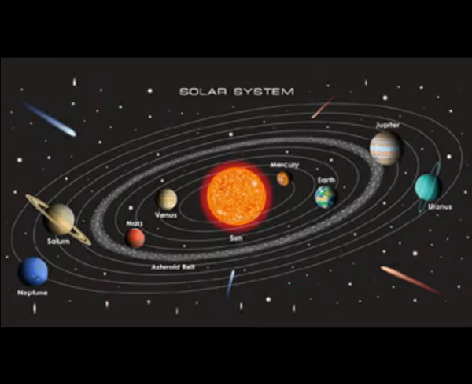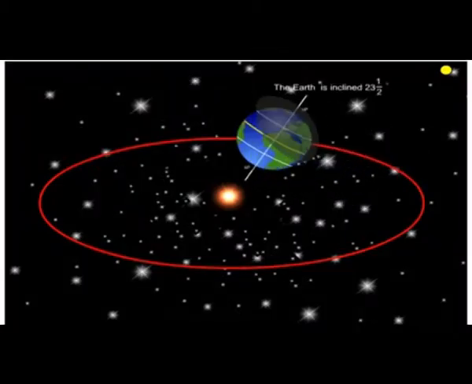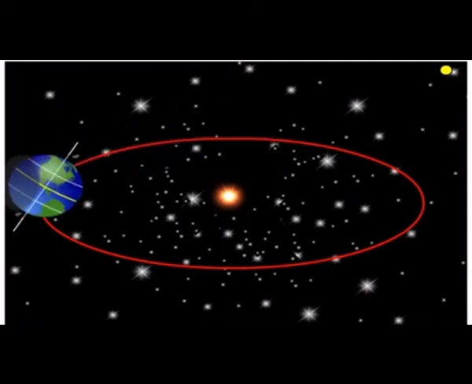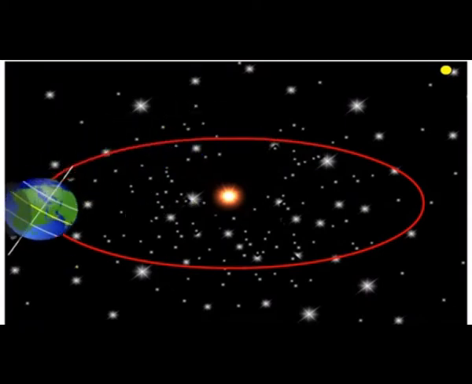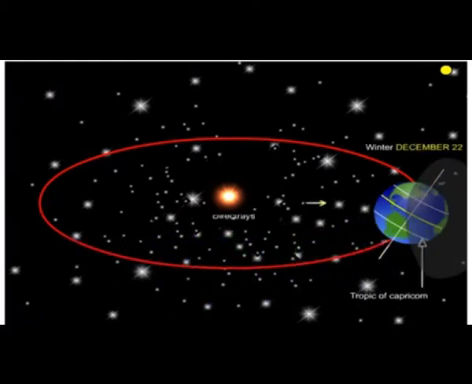Students, in the previous chapter, you learned that all the planets in our solar system, including the Earth, rotate on their axis. Simultaneously, they also revolve around the Sun in their orbits. The two major types of motion of the Earth are called rotation and revolution. So let us start with the first motion of the Earth, that is rotation.